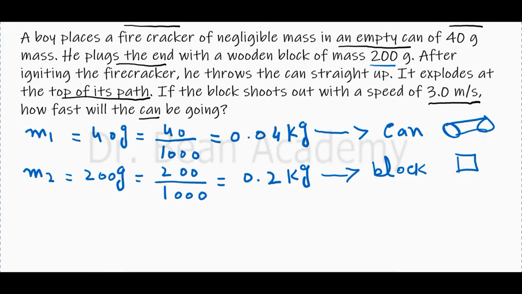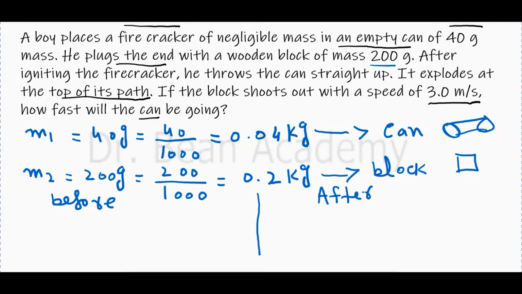So let's define the velocities. Two types of velocities are used in this problem: the velocities before the explosion and the velocities after the explosion. So let's define those velocities as well. Here I will define the velocities of the can and the wooden block before the explosion, and here the after, because it is very important to define the variables for relative velocities, otherwise you can make a mess out of it.